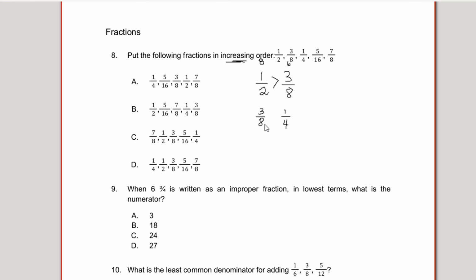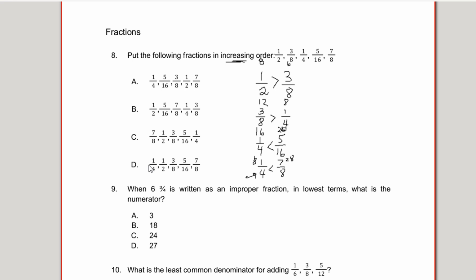Same kind of cross multiplying. 8 times 1 is 8. 4 times 3 is 12. 3/8 is larger. 1/4 takes the lead. And we compare 1/4 to 5/16. 4 times 5 is 20. 1 times 16 is 16. That's a 20. So this one's greater. 1/4 is still the smaller one compared to 7/8. 4 times 7 is 28. And 8 times 1 is 8. 28 is greater than that. So 1/4 is our smaller one.